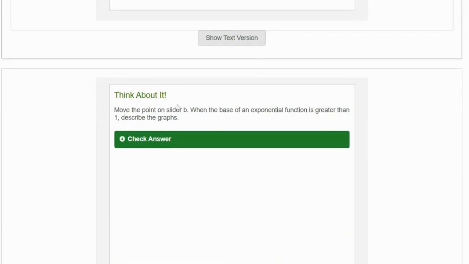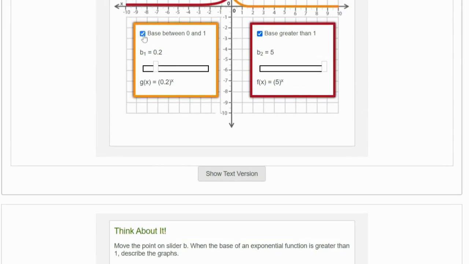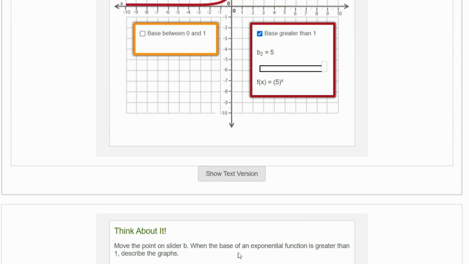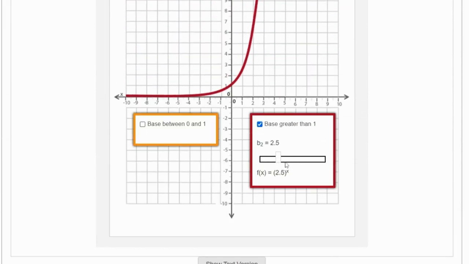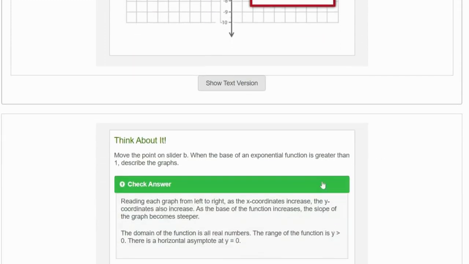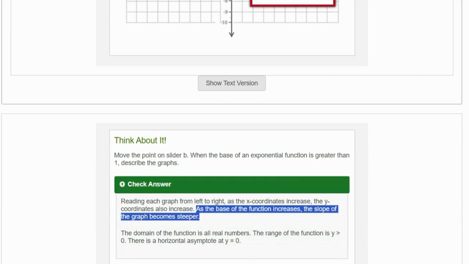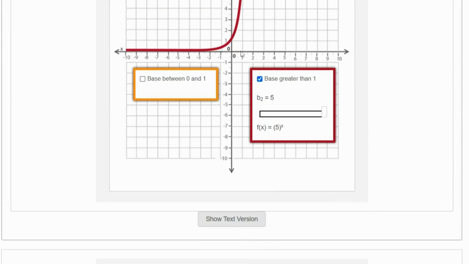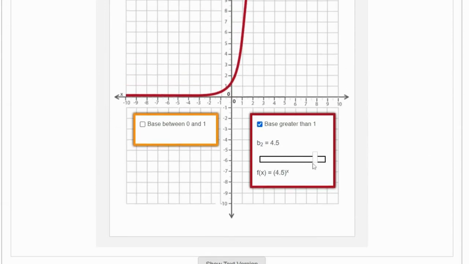All right, so it wants us to think about it. Move the point on slider B. When the base of an exponential function is greater than 1, describe the graph. Well, we can describe it as the larger the base, the steeper it gets. Reading the graph from left to right, as the x-coordinates increase, the y-coordinates also increase. And as the base of the function increases, the slope gets steeper. The domain is all real numbers. The range is y is greater than 0 because there's a horizontal asymptote of y equals 0. And that's true no matter what the base is here.